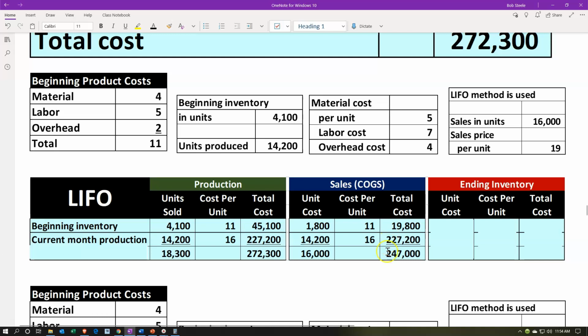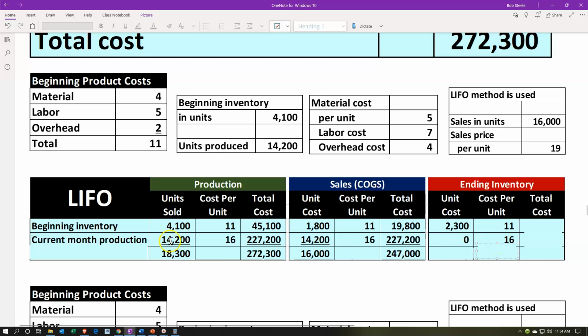19,800 plus the 22,720 is going to give us the 247,000. So then we can see what is left. Now this one is going to be wiped out. So what is left? The second column is totally wiped out. We wiped out the $16 units, and we still have on board the items that are at the $11.